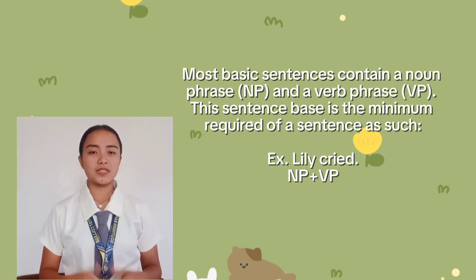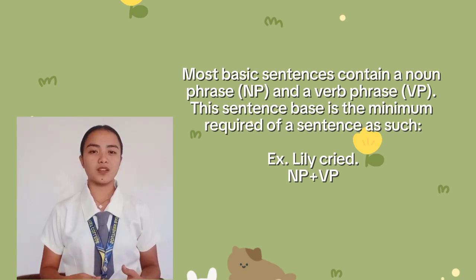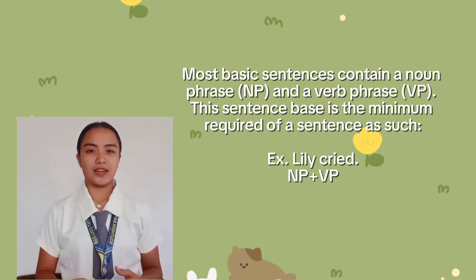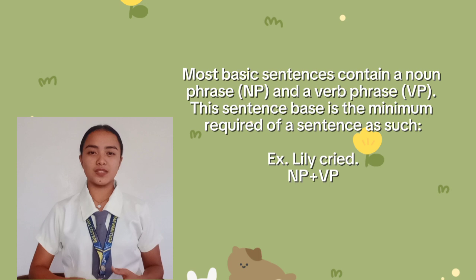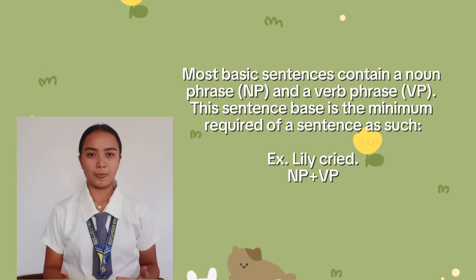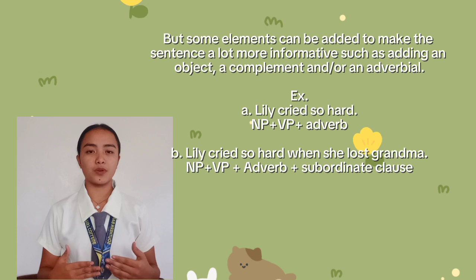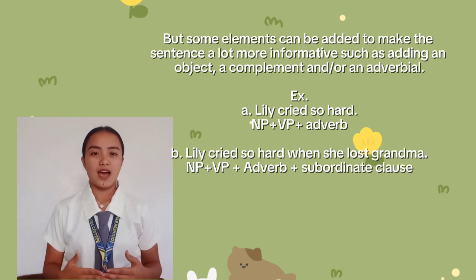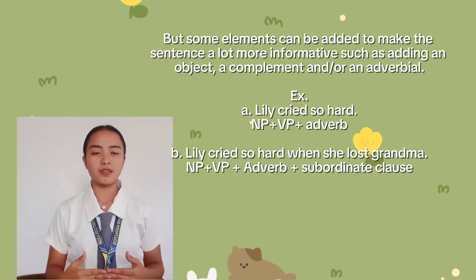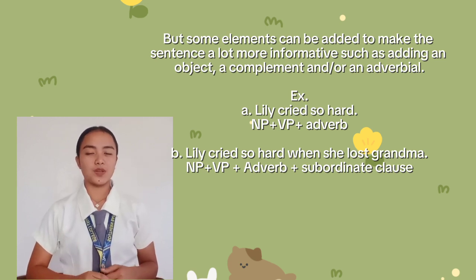Most simple sentences are composed of a noun phrase and a verb phrase. For example, Lily cried. Lily is a noun phrase because Lily is the subject, and cried is a verb phrase because cried is an action word. But some elements can be added to make the sentence more informative, such as an object, a complement, or an adverbial.